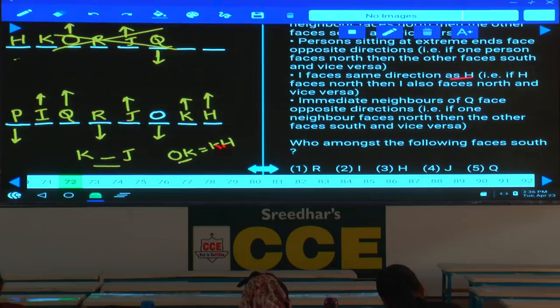Done with this? Now this is the final arrangement. Now what is the order here? P, I, Q, R, J, O, K, H. And the direction is P is facing south, I is towards north, Q is north, R is south, J is north, O is south. Both K and H are facing towards north. Done with this? Any doubt? Then 72 to 76.